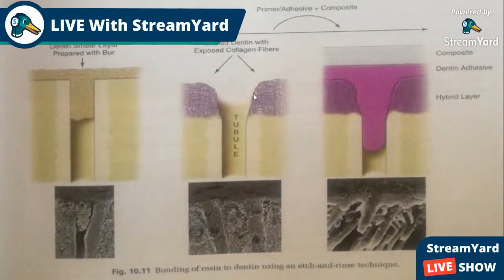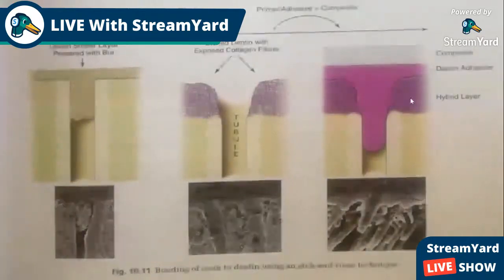Here, this is the dentinal tubule, and this is the smear layer. So when you apply the etchant over it, first it exposes the collagen fibers of the dentine. All right, so then you apply the adhesion for the composite to get along. So you apply the dentine adhesive that comes in a bottle. So it will form a hybrid layer. So this is a hybrid layer. You have the dentine collagen fibers and the dentine adhesive. It will form the hybrid layer, and then you'll apply the composite on the top.